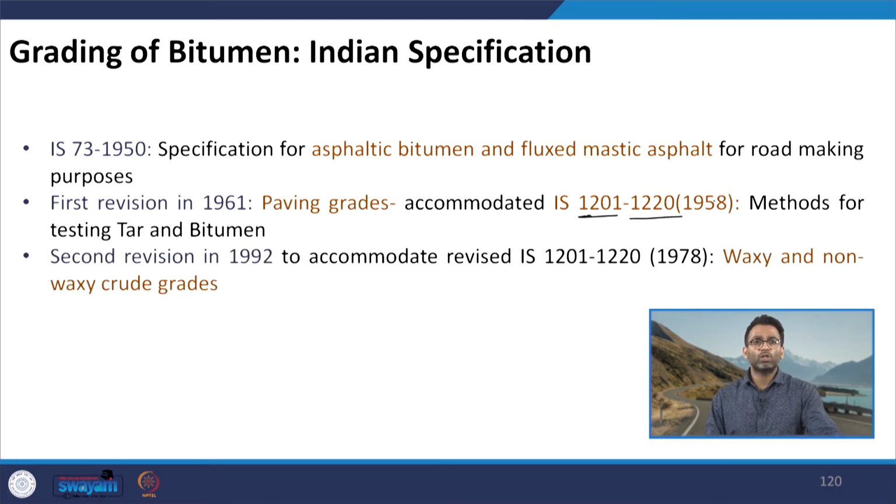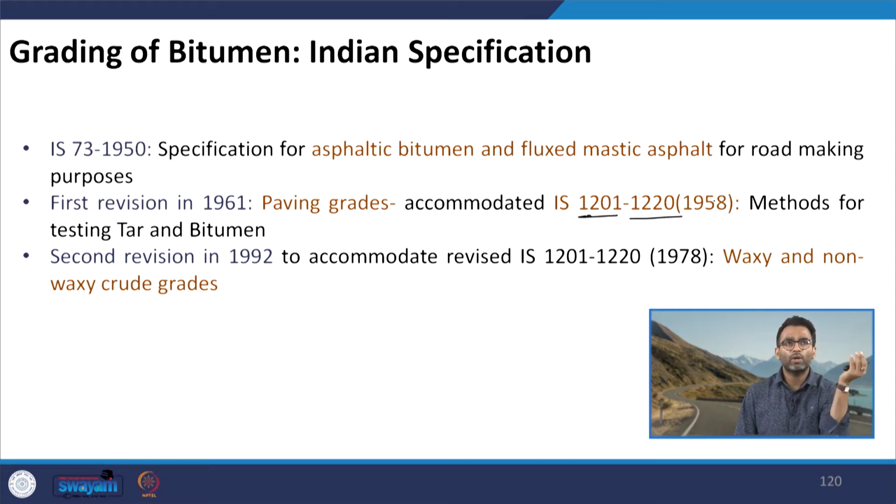In the second revision, which came in 1992, few changes were made because IS 1201 to 1220, which was initially developed in 1958, also underwent some revision in 1978. So, in order to incorporate those revised standards, the standard of grading the bitumen was also revised. And during those times, because the processes in the refinery were not highly controlled as we have today, so there were waxy and non-waxy crude bitumens.